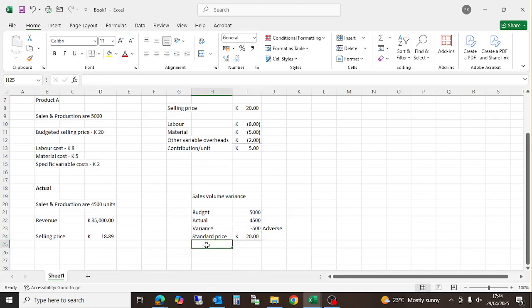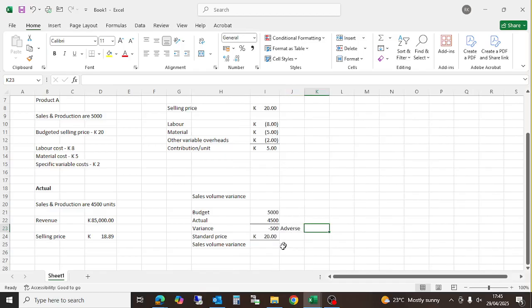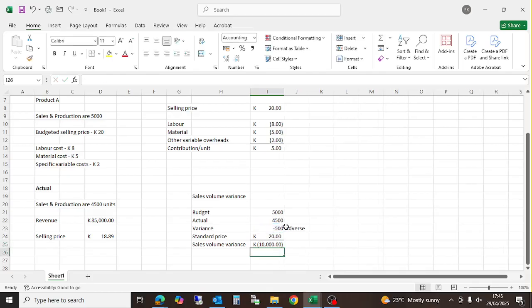Right. So here, the sales volume variance will be the 5,000 units multiplied by the 20 kwacha, giving us a 10,000 adverse. So this will be our sales volume variance, because we have to use the standard price to actually value it.